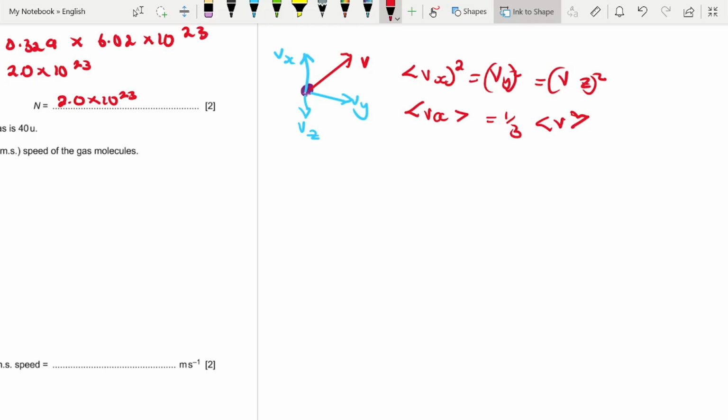The velocity itself is made up of three components: the x, the y, the z. And we said those three components are all equal, so it means that the velocity in the x will just be 1/3 of the velocity in the y. I hope I'm not confusing you. Okay, so we want to find the relationship that I've been talking about here.